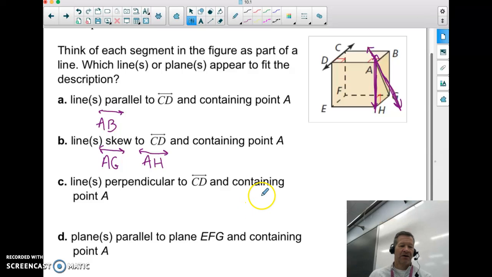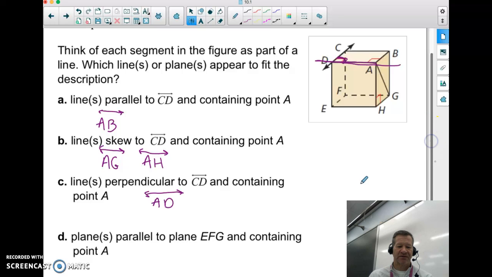Now what about a line that's perpendicular to CD that contains A? Well, we said these two are skew. This one's parallel. What about this one? You see this little box here in the corner. That means that's a right angle. Therefore, AD and DC make a 90-degree angle, so we call them perpendicular. So AD is the line that contains point A that's perpendicular to CD.